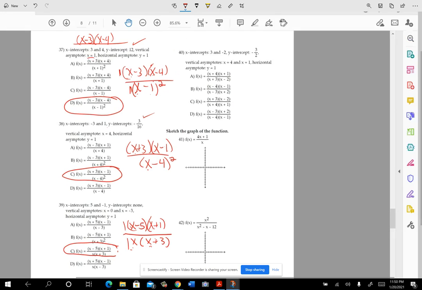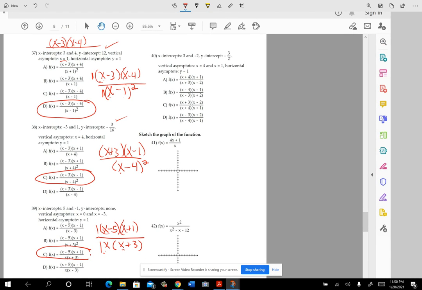Okay, and let's see. 40. X-intercept, so that's on top. Vertical asymptotes give you an x minus 4 and an x minus 1 on the bottom. Horizontal asymptote being 1 means you got to have the same degree and the leading coefficient's 1. So I think it's just going to be that, which is this guy, which is D. And then you can plug in 0 for x and confirm that you get -3/2. Okay.